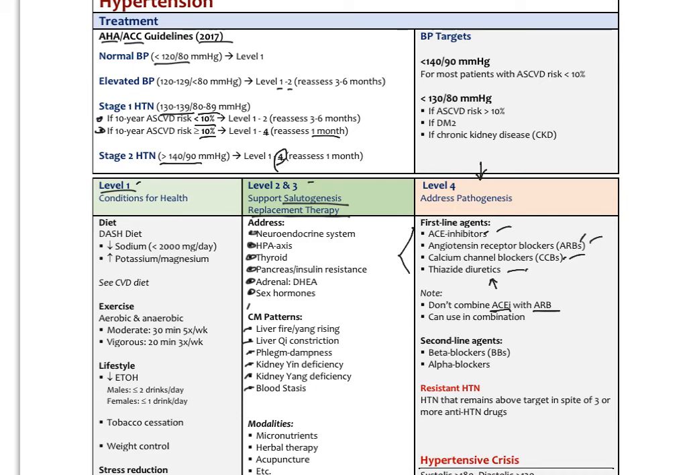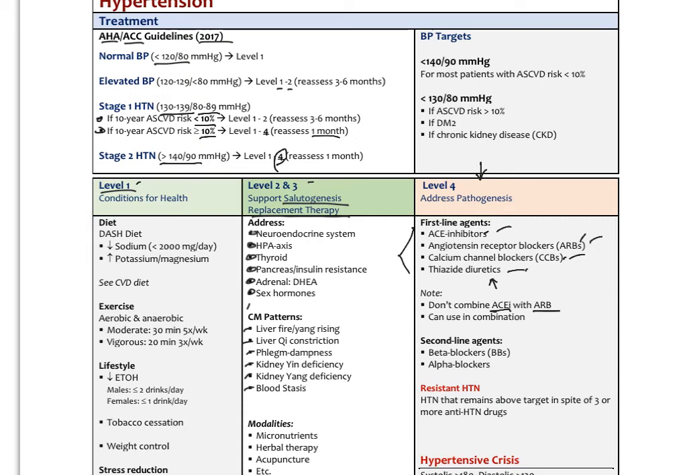And then you can use them in combination. That would be first-line agents. We can use, for example, an ACE or an ARB with a thiazide or with the calcium channel blocker. So we start adding on after that month of initial assessment. If the blood pressure still hasn't gone down with a single agent in stage 2 hypertension, we might add on a second agent. So that's the typical thinking process that's used there.